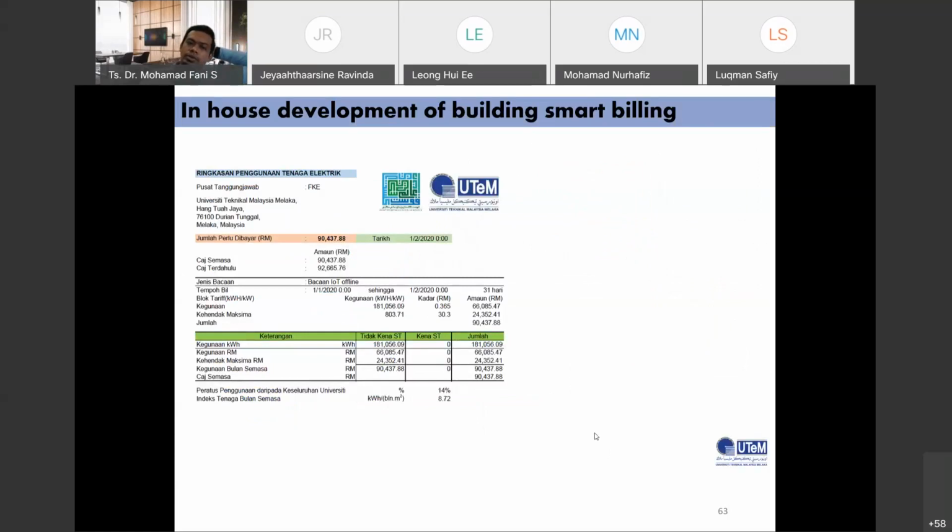And there is in-house development of the building smart billing. Okay, this one is an example of the billing system. For example, this one is for the FKE. So what's the amount of electricity in FKE? Close to 100K every month. This billing system we present to every single faculty, every single office, every month.